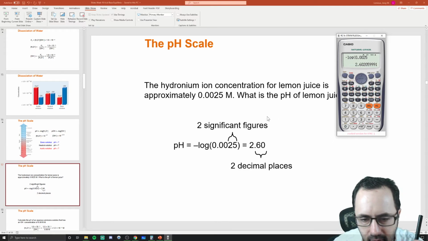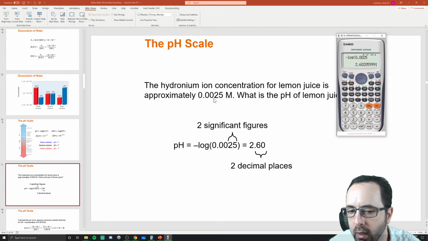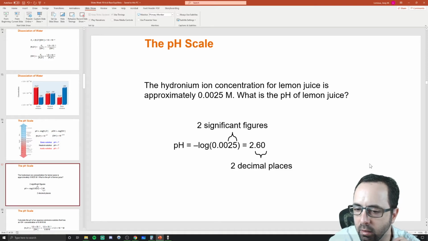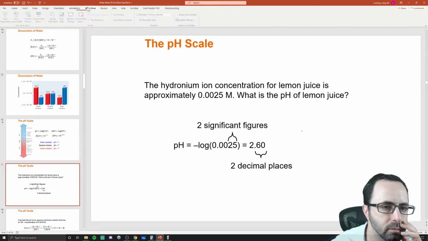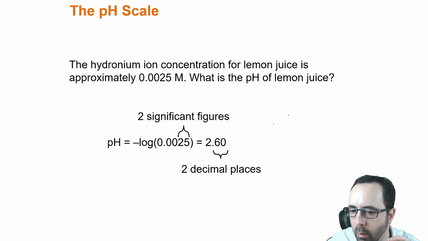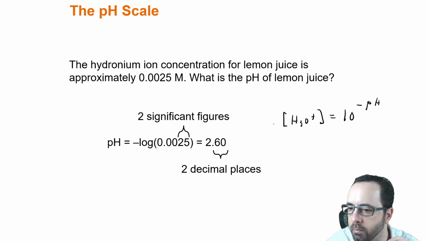and we get about 2.6. Since our molarity 0.0025 had 2 sig figs, we want to write the result so that it has 2 decimal places. So our result with the proper number of sig figs would be 2.60. And likewise, if we go backwards, the hydronium concentration is the antilog of the negative pH. So this is going to be the antilog of negative 2.60.